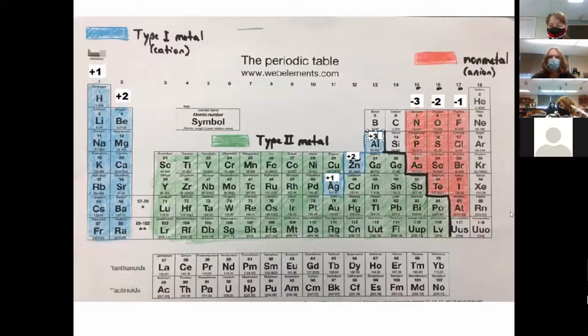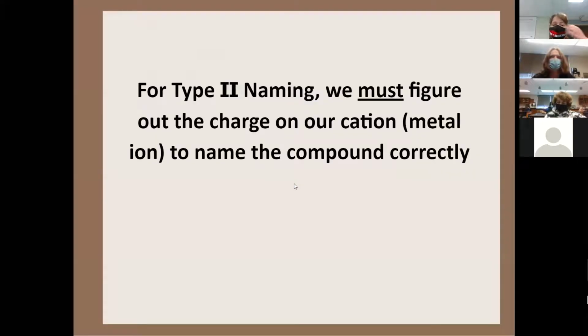Just in case you forget, the type 2s on this page are all the things that are in green. Okay, so these are any metals that aren't in group 1 and 2, or silver, zinc, and aluminum, because those have specific charges. Okay, and again, we don't know the charges of those compounds just by looking at the periodic table. So how then can we figure out the charge if we can't go to the periodic table and look for it? Well, luckily, we can use some other information that's part of our chemical formula to figure that out.